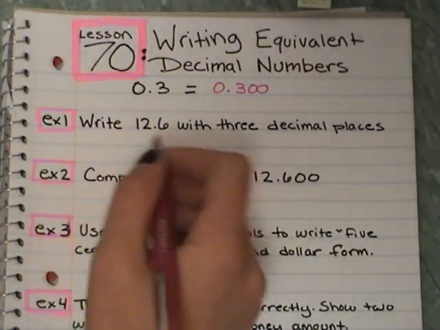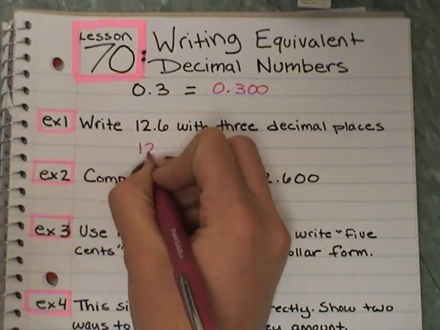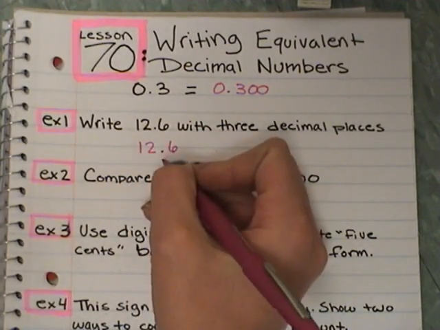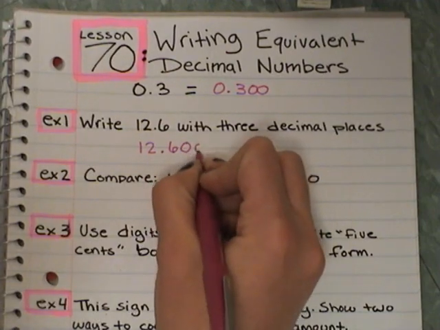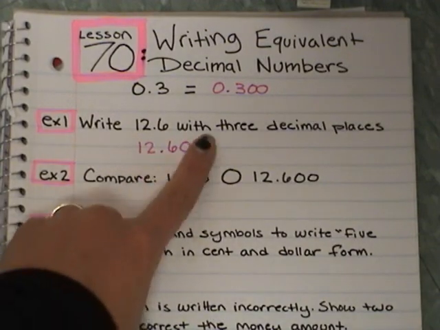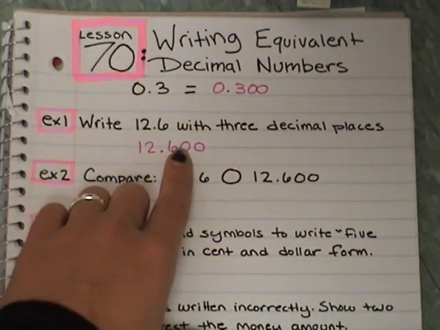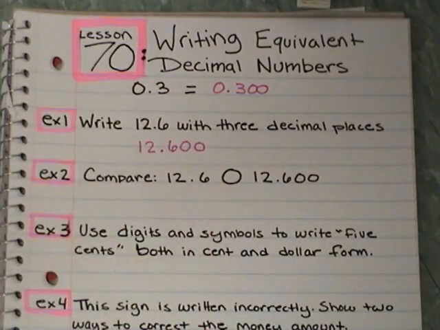Alright, the number 12.6 is written with 1 decimal place, which is my 6 tenths. In order to have 3 decimal places, I have to attach 2 zeros. It doesn't change the number value at all, but if you're adding or subtracting, it'll help you with place value. So this does not change your number at all. You're just attaching 2 zeros. I could add 5 zeros and I would still have the same exact answer.